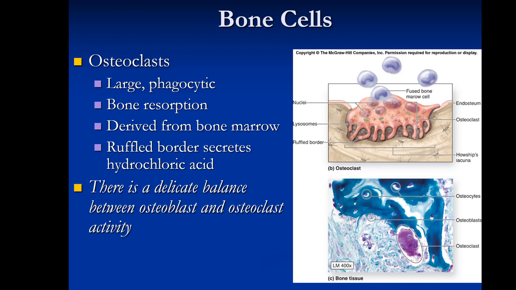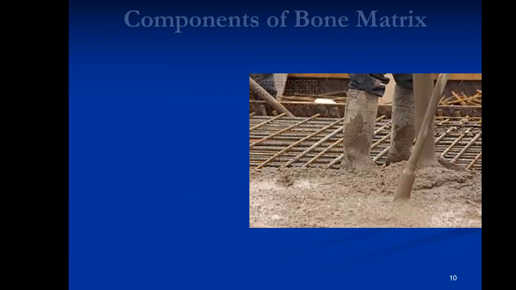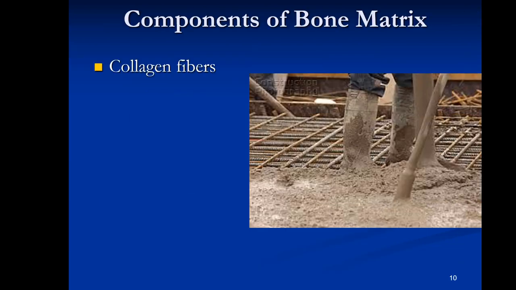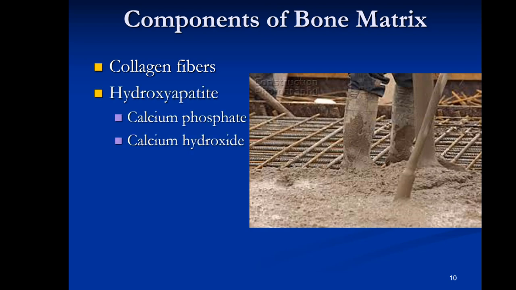So the bone matrix. So we have the bone cells that we just talked about, and then the extracellular matrix consists of collagen fibers, which we know are really strong, and then these minerals, calcium and phosphorus. So together, this mixture, calcium phosphate and calcium hydroxide, make up a mixture that's known as hydroxyapatite.